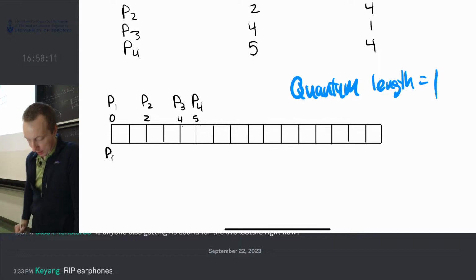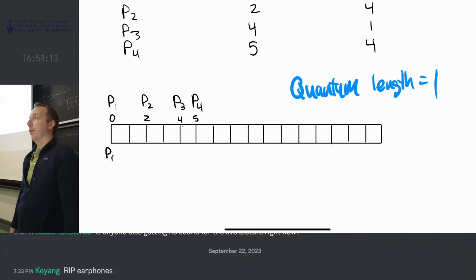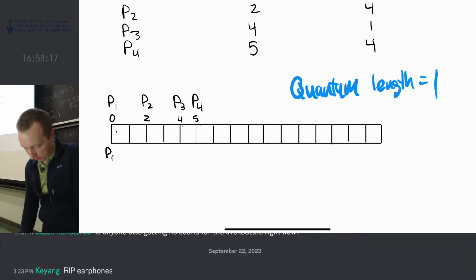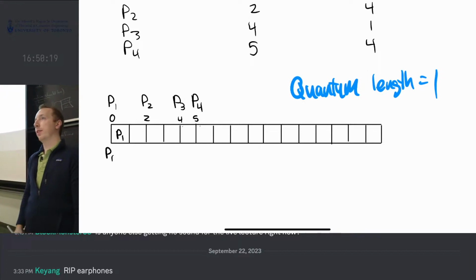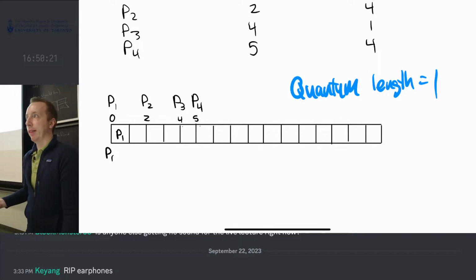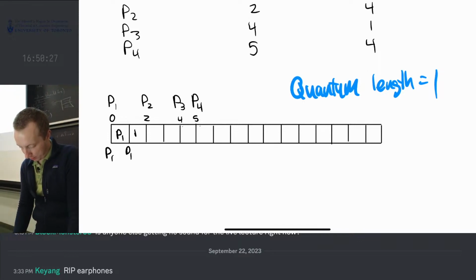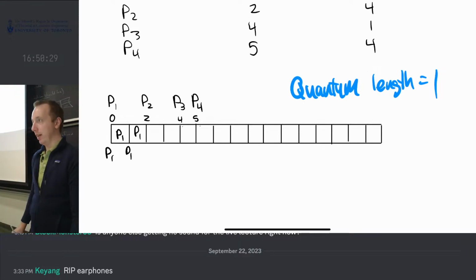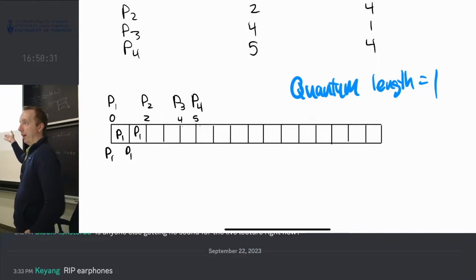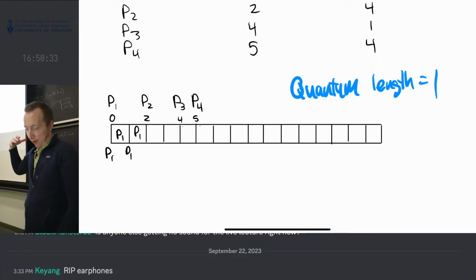So at time 0, process 1 arrives, so it would be in the queue. I'll draw it here. Process 1 would execute. Then after it's done its time slice of 1, it goes to the back of the queue. It comes around again, and now we have this tie.